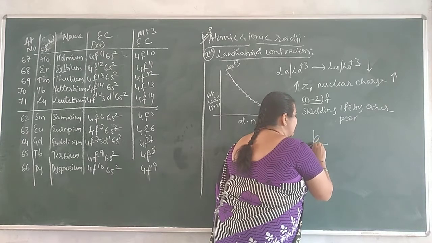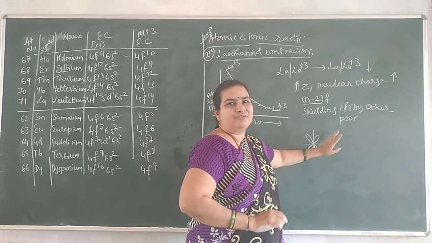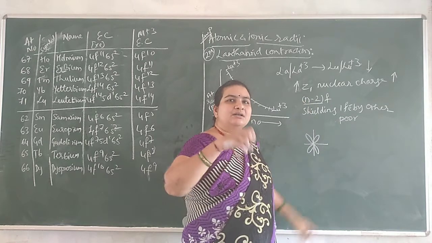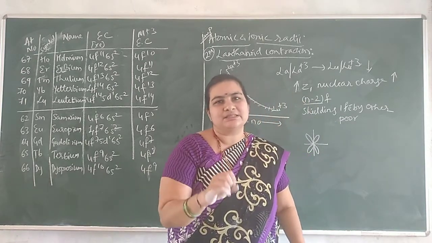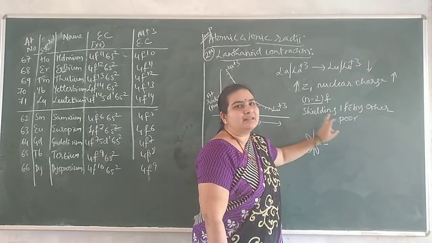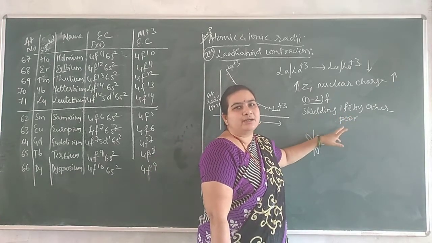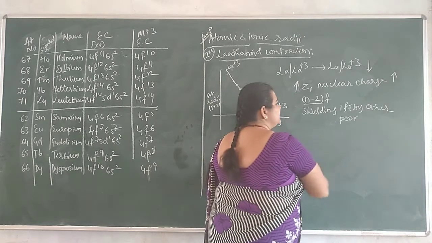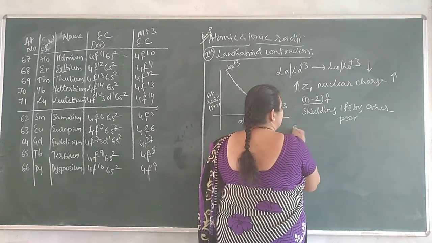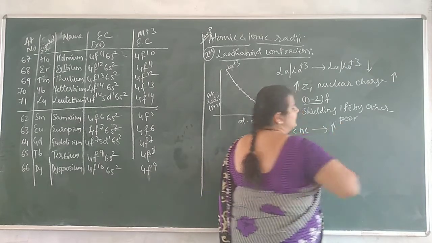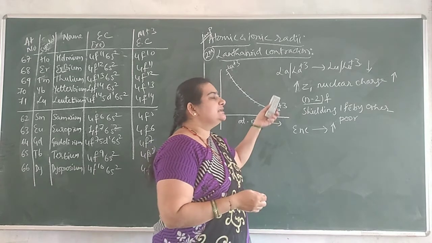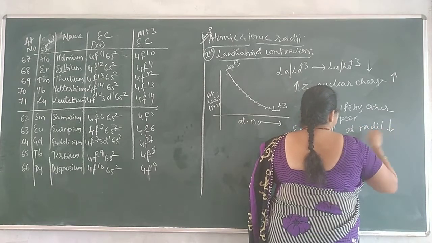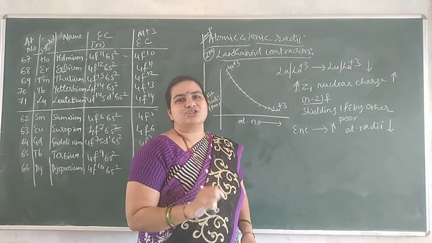In the d orbitals, the orbitals are arranged peripherally, away from the periphery, so the effect is more. Here the f orbitals are buried deep inside. The shielding of one f electron by the other is very poor, or there is imperfect shielding. With the shielding effect poor, the effective nuclear charge goes on increasing. Thereby the atomic radii go on decreasing. This is the reason for the variation of atomic radii.